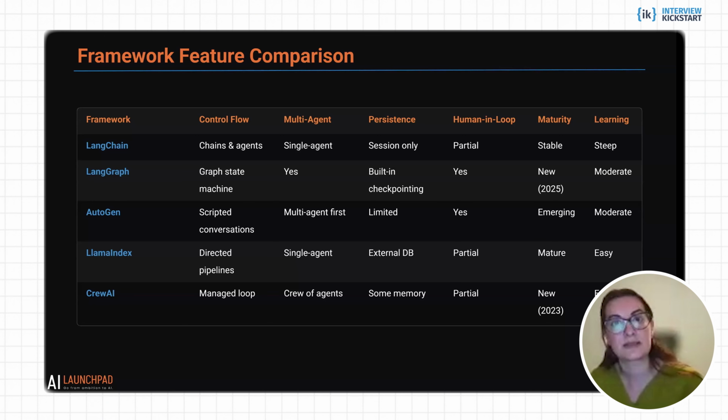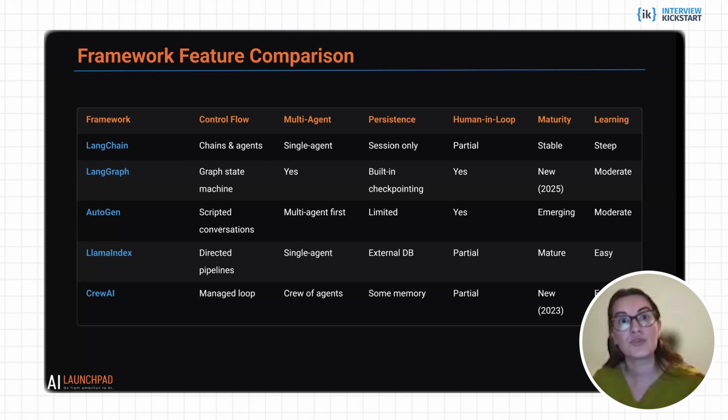You can have LangGraph, which is the next generation. It's like a graph-based state machine. You can visualize and control your agents. It supports multi-agent orchestration out of the box. It supports checkpointing, and this is what we will demo. You can have human in the loop for your interaction.